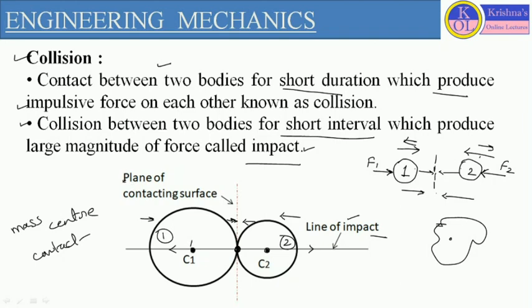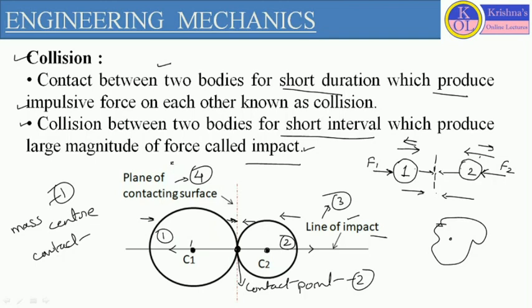Another term is plane of contacting surface. Here this point we are considering as the contact point. The plane of contacting surface we generally define as a plane which is perpendicular to the line of impact, as well as passing through the contact point of the two bodies. So these terms you have to remember. First is mass center, second is contact point, third is line of impact, and fourth is plane of contacting surface. So this is about collision.